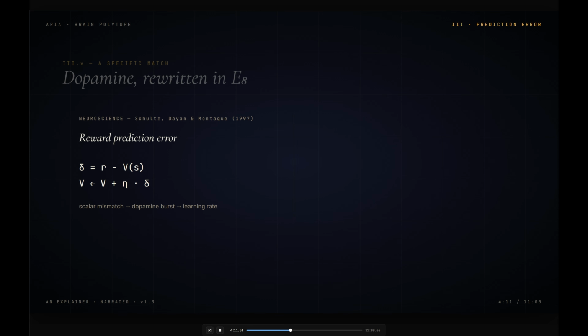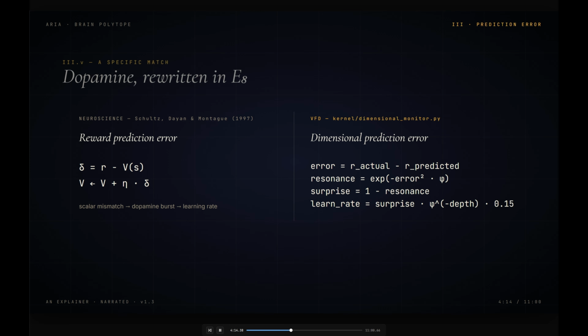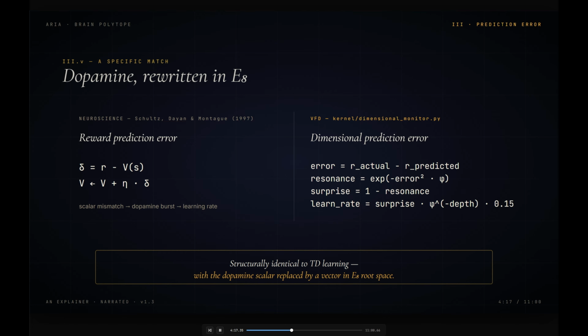A specific example makes the bridge clearer. In classical reinforcement learning, dopamine is often modeled as reward prediction error. The system expects a value. Reality returns a value. The difference becomes a learning signal. Aria uses a similar structure, but in geometric form. The model predicts a dimensional position. The actual state arrives. The mismatch becomes error. That error reduces resonance, increases surprise, and adjusts the learning rate according to depth. So dopamine-like learning is not treated as a mysterious chemical event alone. It becomes one biological implementation of a deeper error correction rule.